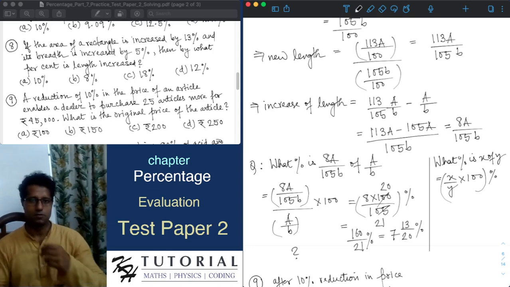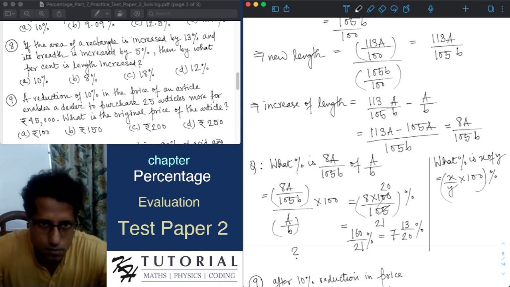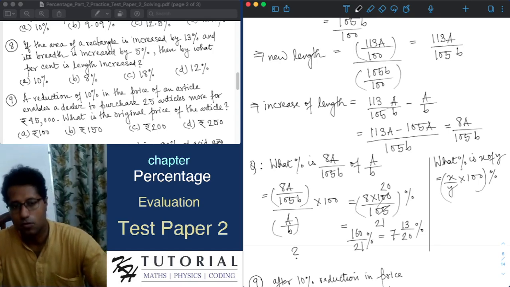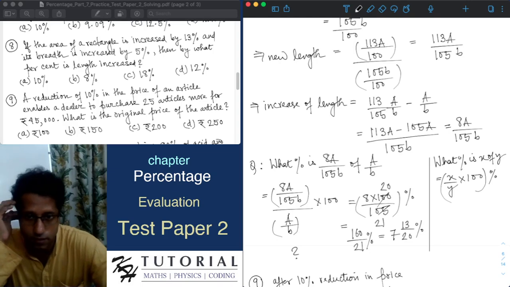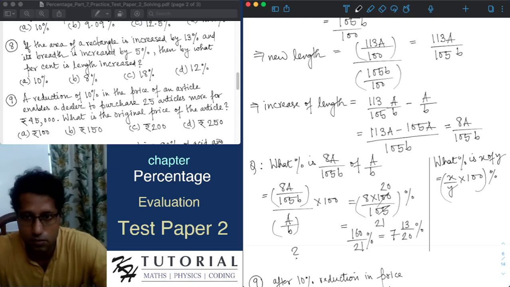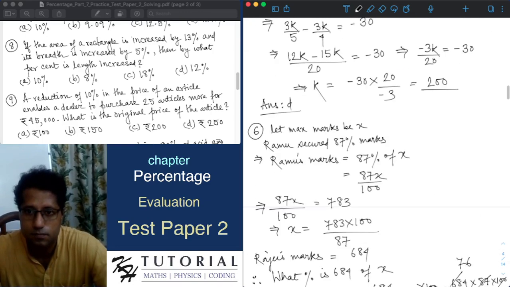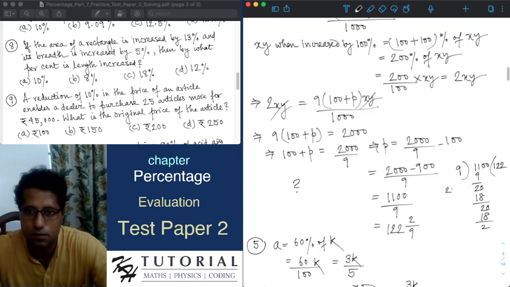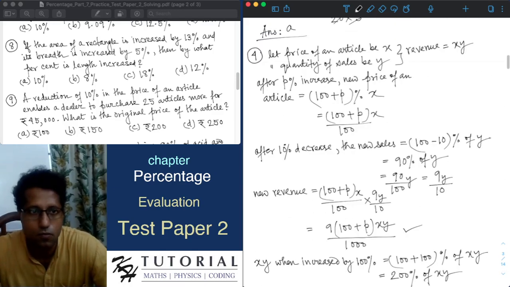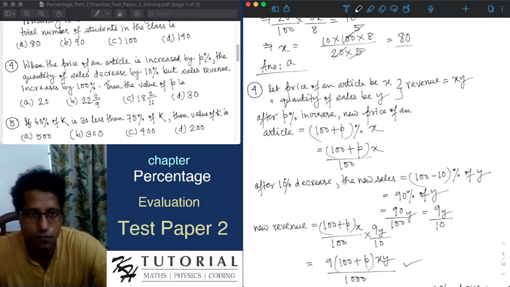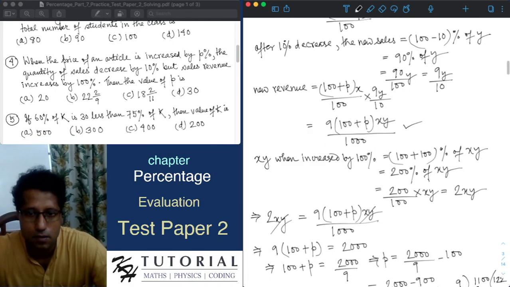So there is a possibility of the percentage values I have copied incorrectly. That is 13%, or maybe the 5% I have wrongly copied. I'm sorry for that. So this is not sorted out. What else? There was another question. This one. This is question number 4. Let's check once again.